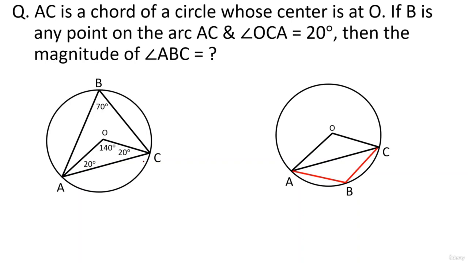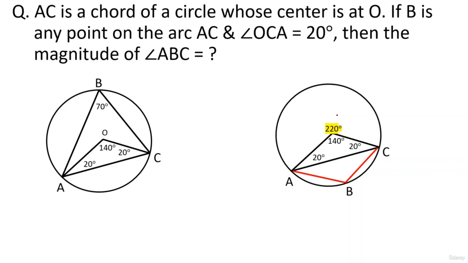So OCA is 20, OAC is 20 again by the same logic. How much will AOC be? 140. Now guys, if you observe carefully, this remaining angle should be how much? 360 minus 140, isn't it? This whole angle is 140, so how much will the remaining angle be? 360 minus 140, which is 220 degrees.